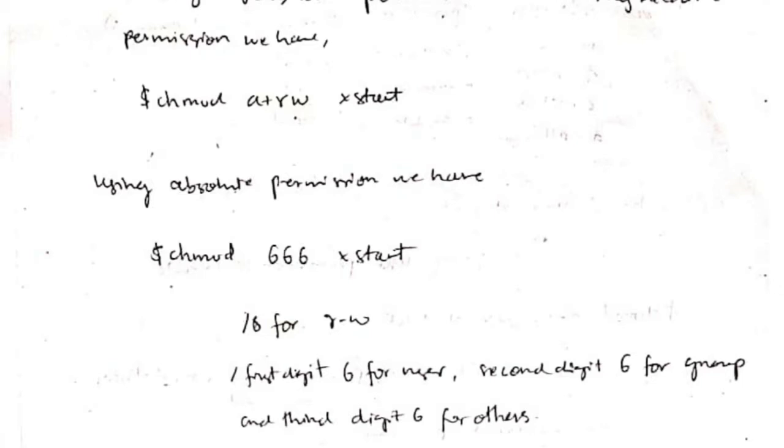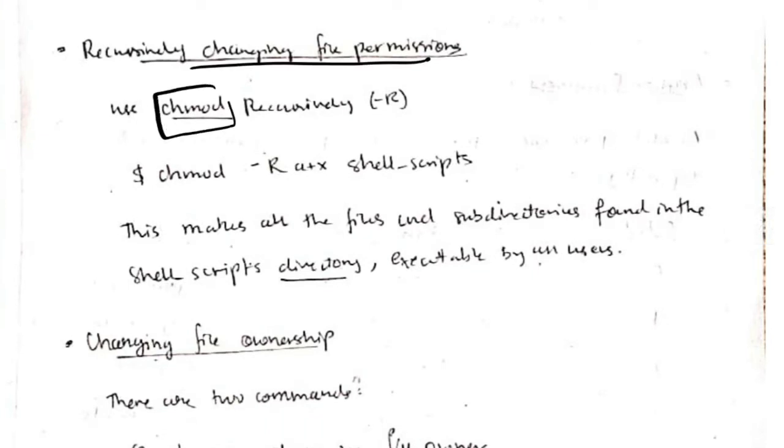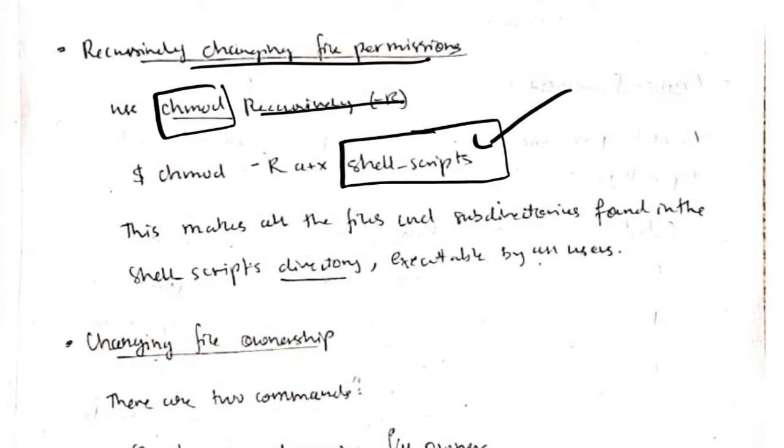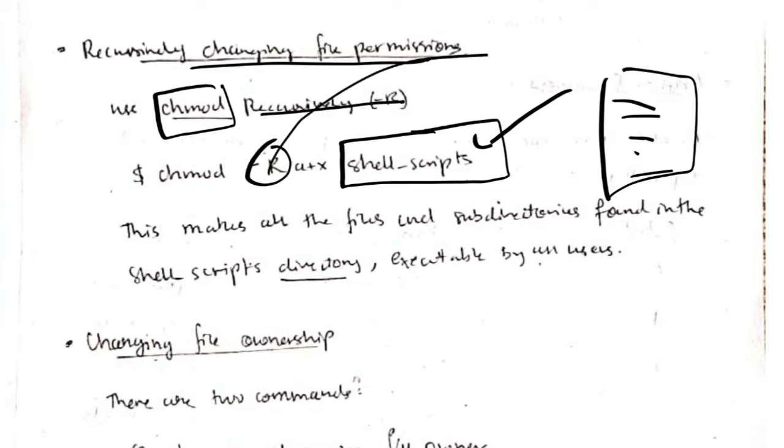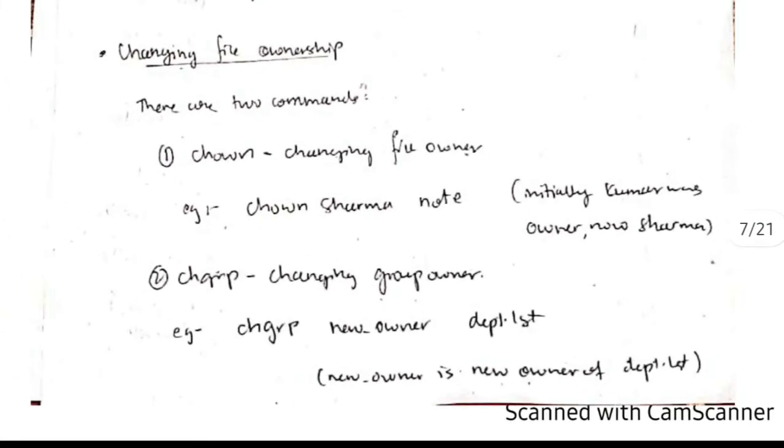and if you didn't understand, rewind the video and watch it again. Okay, let's move on now to the next one, which is recursively changing the file permissions. When we use chmod recursively on a directory that has many files in it, the change will apply to all the files in the directory. And for changing the file ownership, we have 2 commands. This is also important: chown and chgrp.